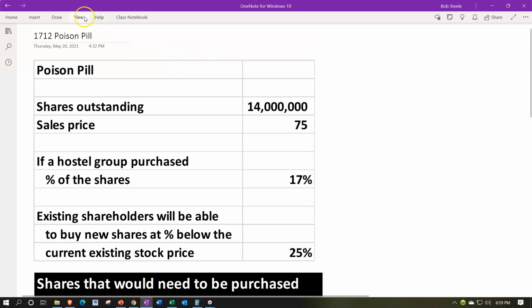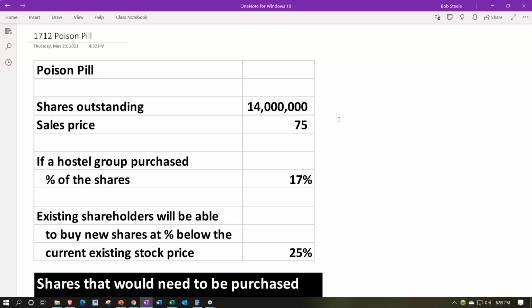We're looking at a poison pill type of situation. There could be different kinds of setups for a poison pill, but the idea would be to deter somebody from doing a hostile takeover, from purchasing a substantial or significant share in the stocks and therefore having a controlling interest in the organization.